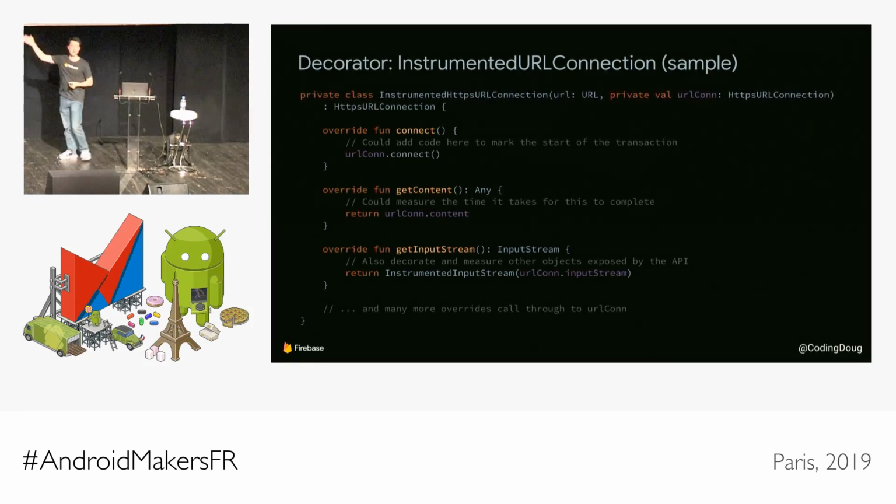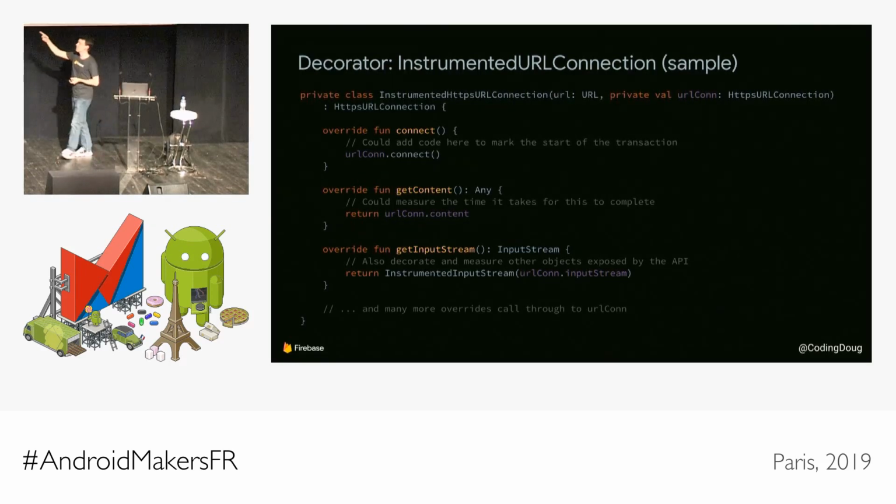So this is just a small selection. I actually have an obligation in this decorator to override all of the public and protected APIs. I can't not do that. And they all have to call through to the superclass. The one thing that I get to do here is now I know when they call connect or when they get an input stream. I can know how this connection is going.